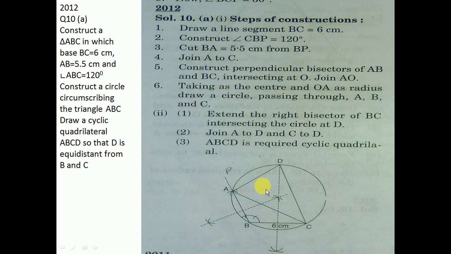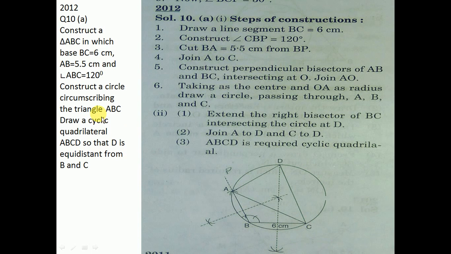Construct a triangle ABC in which BC is 6 cm, meaning the base is 6 cm, AB is 5.5 cm and this angle is 120 degrees. So first draw BC, draw an arc 60, 120. Extend for AB 5.5 cm and mark. So you get a triangle with the measurements they have given.